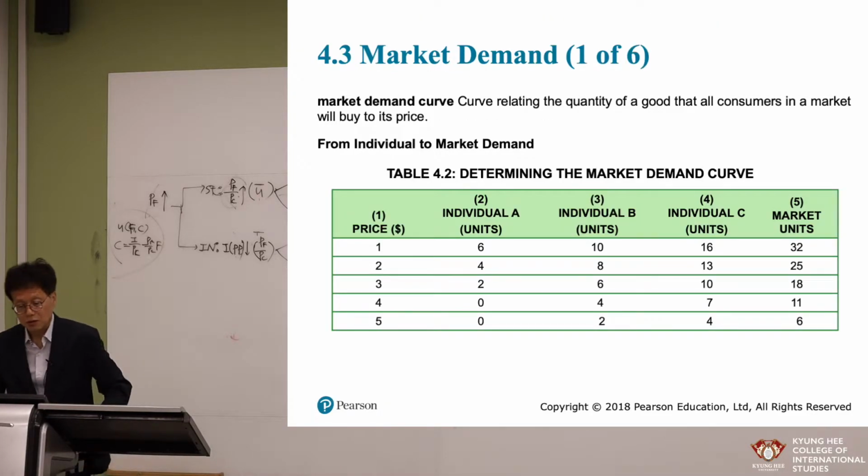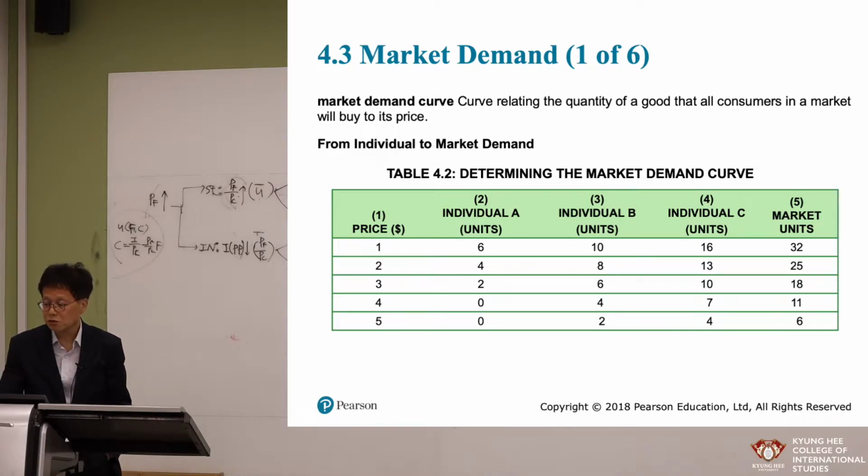Market demand curve. What is the market demand curve? The curve relating the quantity of a good that all consumers in the market will purchase to its price. Right? Price is $1, $2, $3, $4, $5. We can solve the utility maximization of individual A, then the optimal consumption is like this. Also, individual B's optimal consumption is this. Individual consumption schedules of A, B, C. And the market consists of three consumers. Then market demand is the summation of each individual demand at the same price.